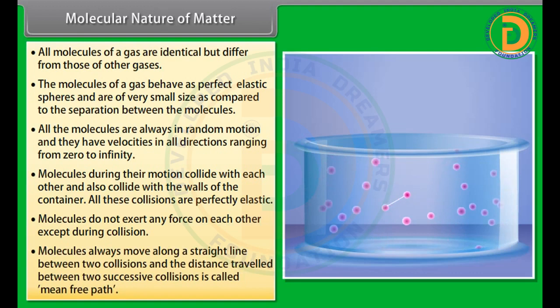Molecules always move along a straight line between two collisions, and the distance travelled between two successive collisions is called the mean free path.